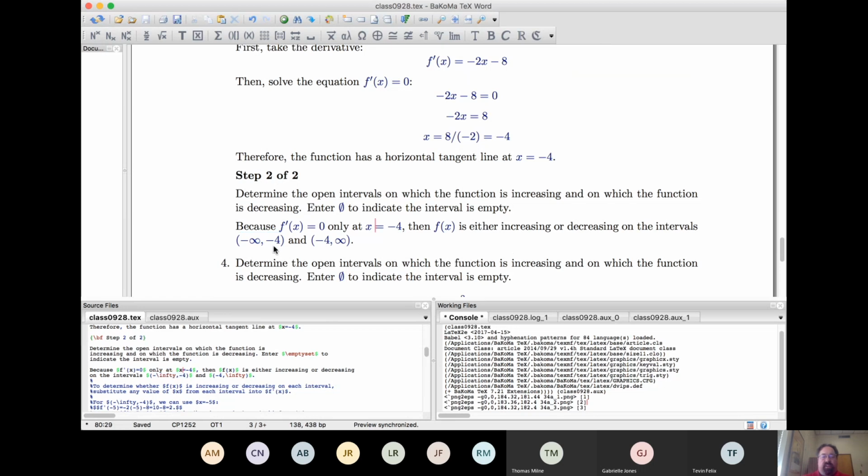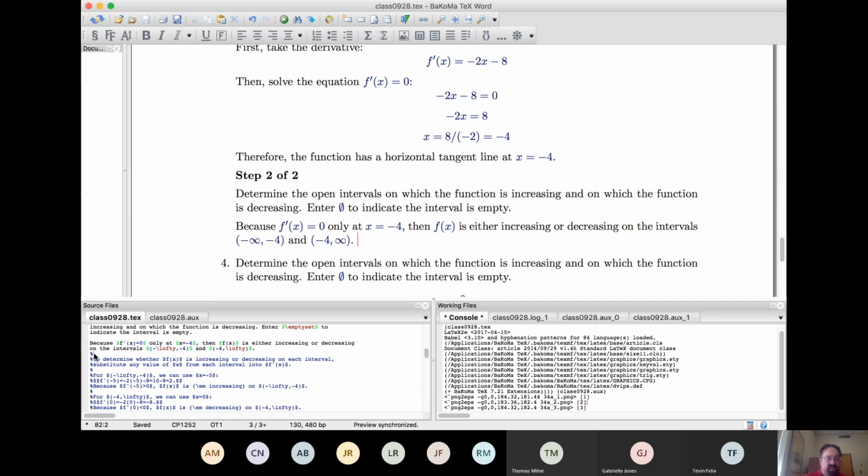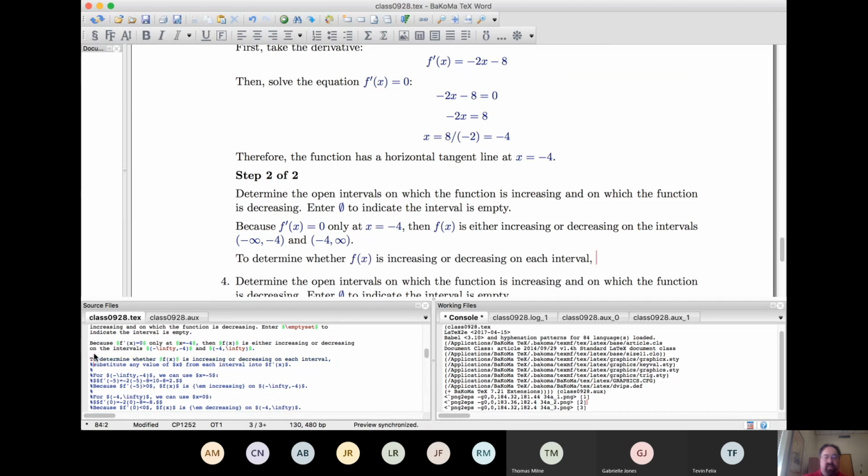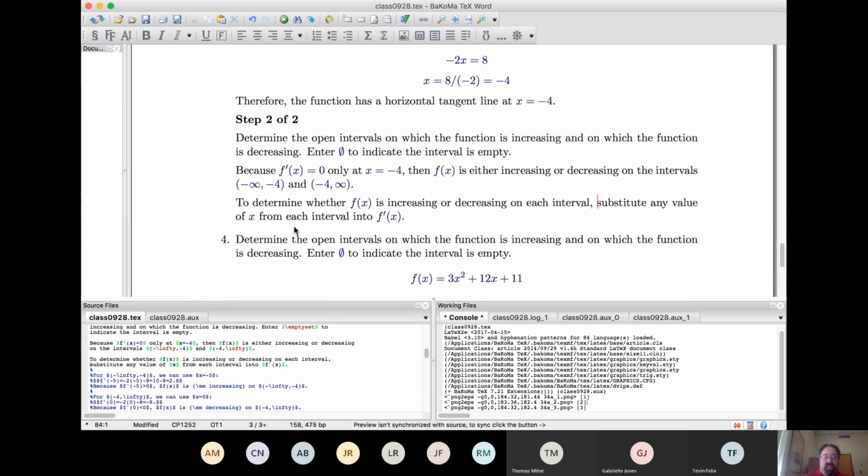So you know it's all increasing or all decreasing on this interval, but how do you know which? What you can do is choose any x value whatsoever in this range, and substitute that into the derivative and see if you get a positive or negative result. Positive is increasing, negative is decreasing. And you don't pick one of the endpoints, but you can pick anything that's in between.